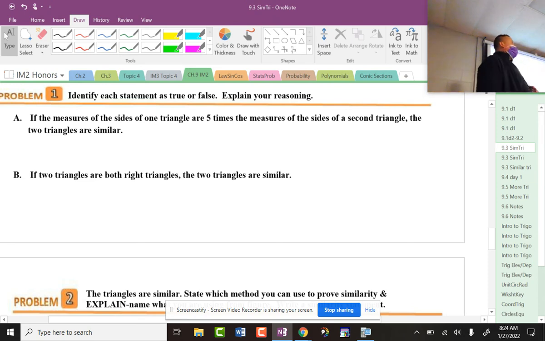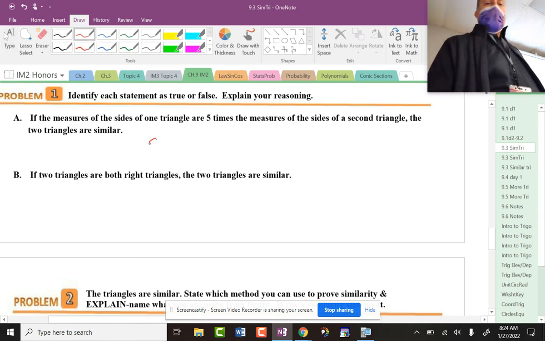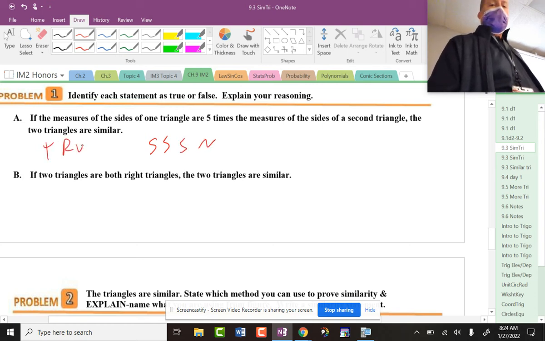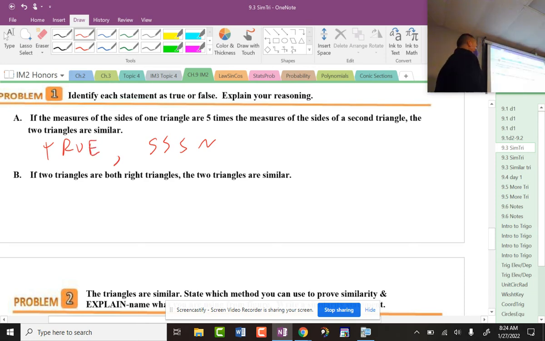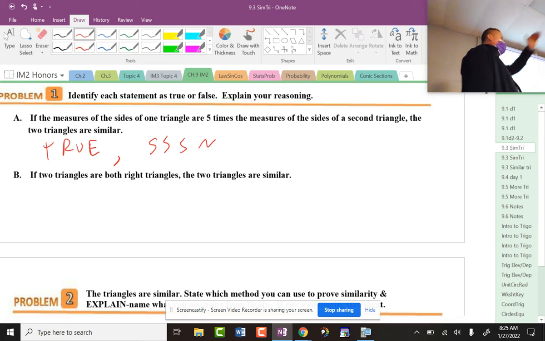Okay, and then because we're short on time, true or false? Number A? All right, anyway. 3, 2, 1, go. True or false? True. That is, by statement, the SSS similarity. Okay, that proves that they are proportional, and that's what you need as one of the theorems that proves 2 triangles are similar. So this over this over this, and this over this would all equal 5.